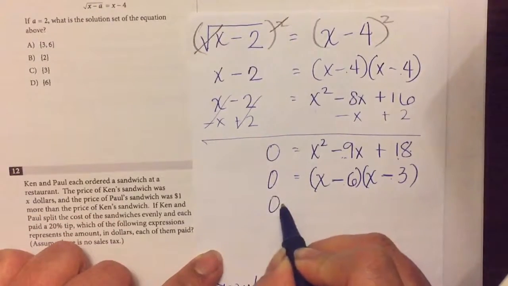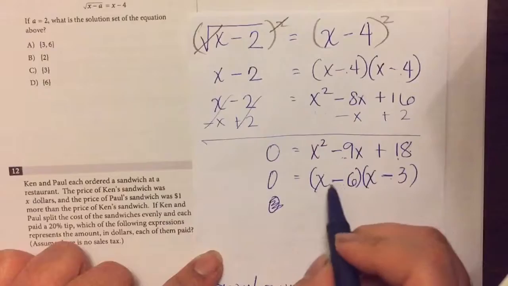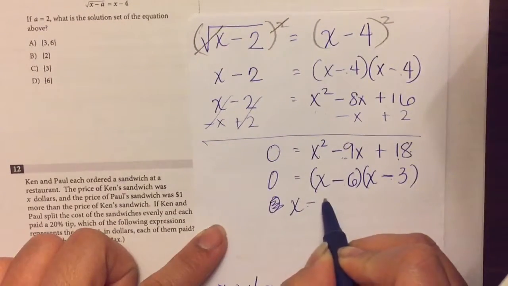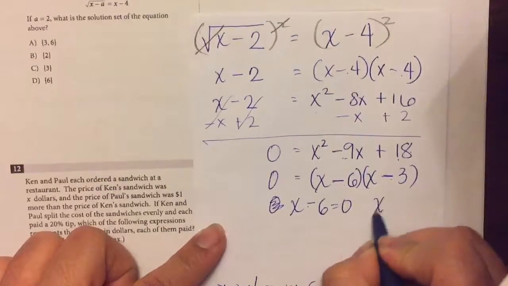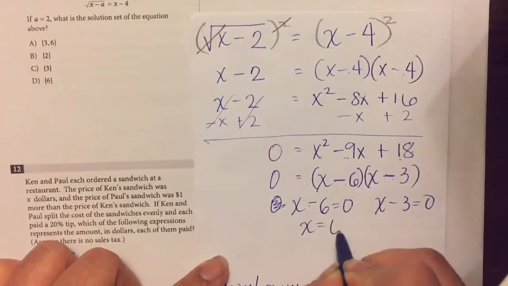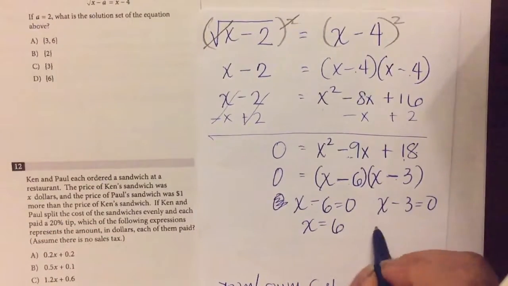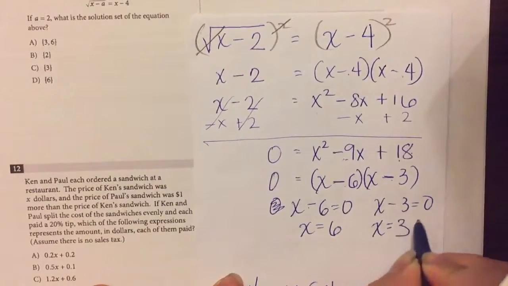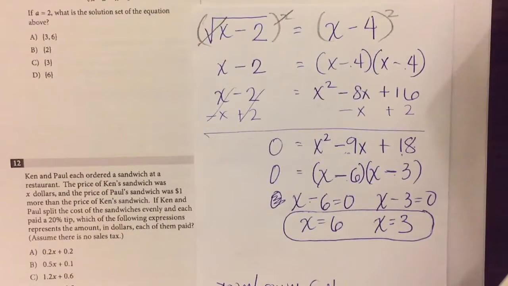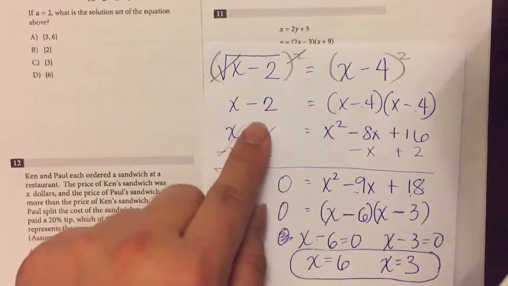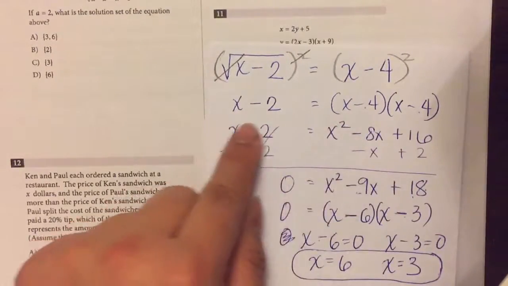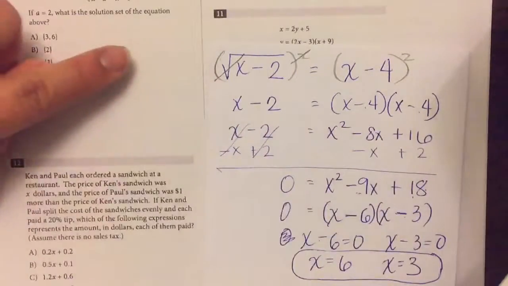Okay, so let's go ahead and solve for the zeros. I'm sorry. This function equals 0 when the factors equal 0. So when does x minus 6 equal 0? When x equals 6. When does x minus 3 equal 0? When x equals 3. Now, I'm putting a circle around these because these are the solutions to this equation over here. Okay, and I'm pointing to the second line here because on the first line we have a square root symbol.